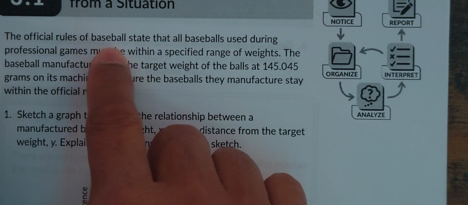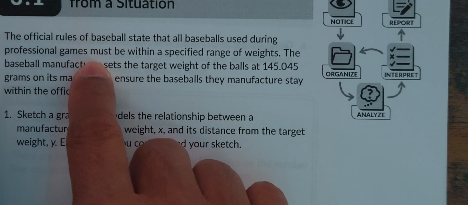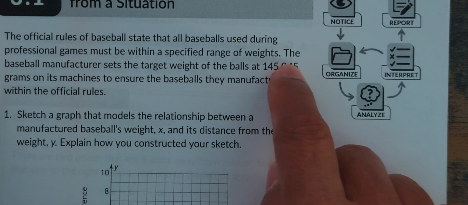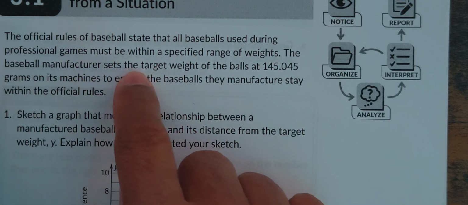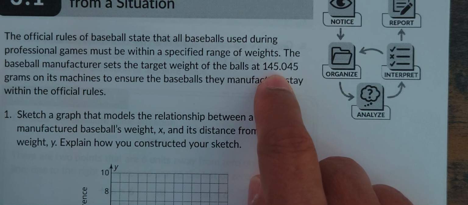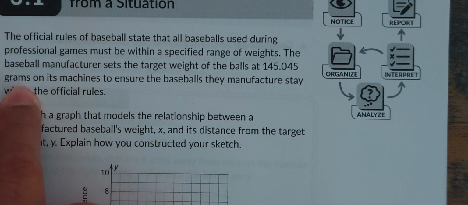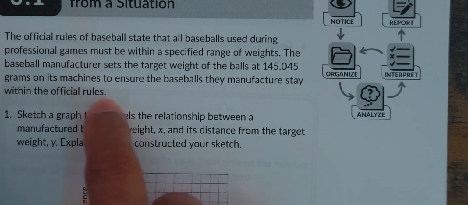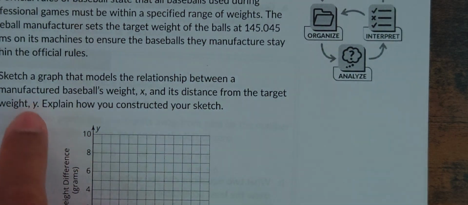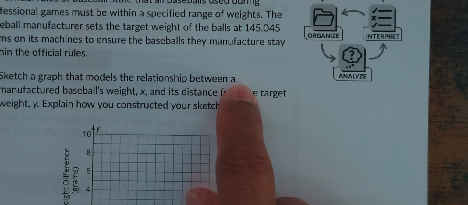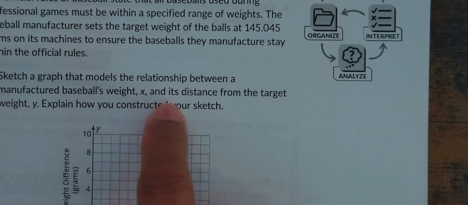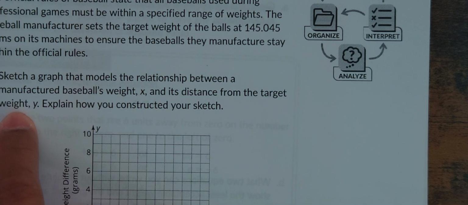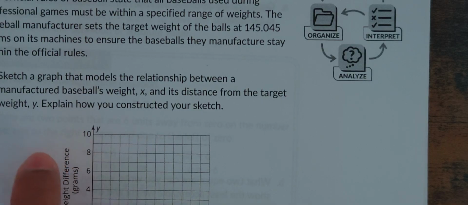The official rules of baseball state that all baseballs used during professional games must be within a specified range of weights. The baseball manufacturer sets the target weight of the balls at 145.045 grams on its machines to ensure the baseballs they manufacture stay within the official rules. So number one, sketch a graph that models the relationship between a manufactured baseball's weight, x, and its distance from the target weight, y. So this is distance from the target. Explain how you constructed your sketch.